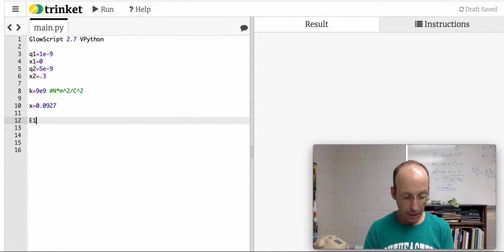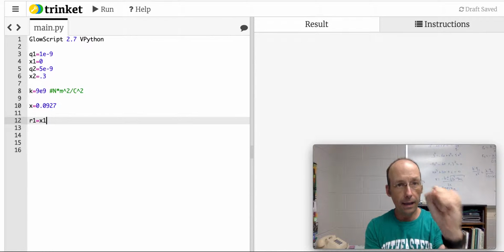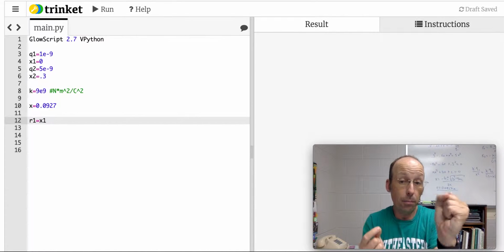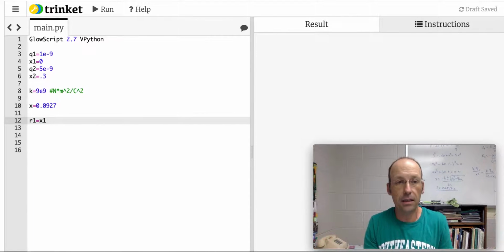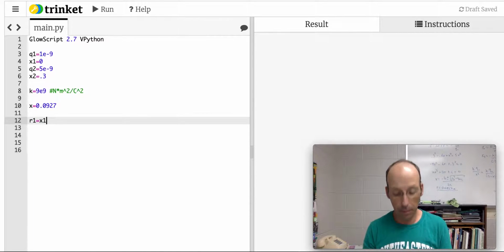Okay, so I'm going to say E1 is k times Q1. Actually, let me do this. R1 equals x1. If you think about it, the point charge is at the origin, and I need to know the distance to where I'm trying to find it. Since the point charge is at zero, it's just x. But I want to do it more formally, so it's really going to be x minus x1, because that tells me the distance. And x1 is zero, so it's x.